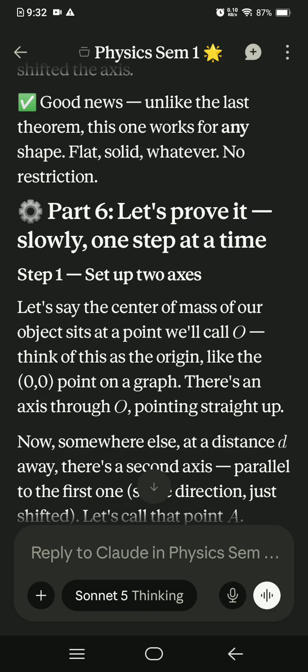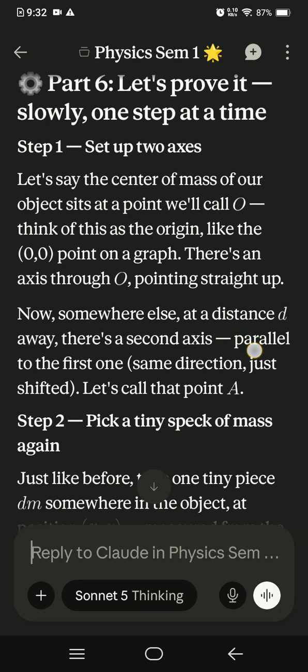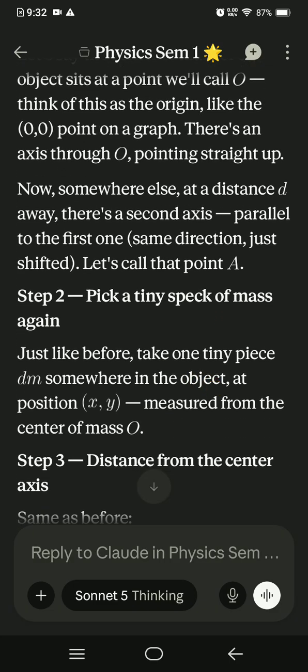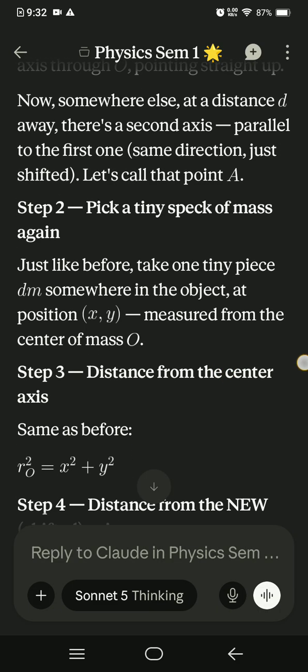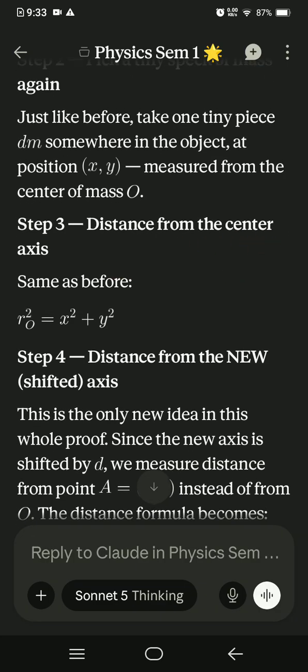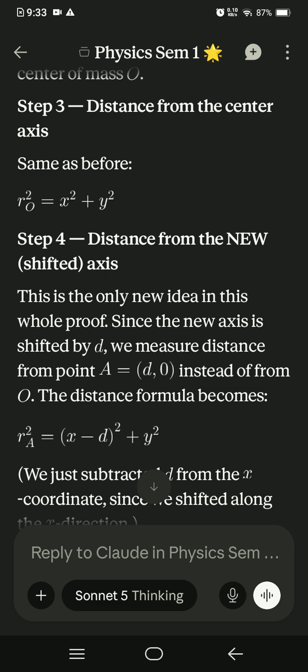Now somewhere else at distance d away, there's a second axis parallel to the first one, same direction, just shifted. Let's call that point A. Pick a tiny speck of mass again, just like before. Take one tiny piece dm somewhere in the object at position x, y, measured from the center O. Distance from the center axis equals this, same as before.